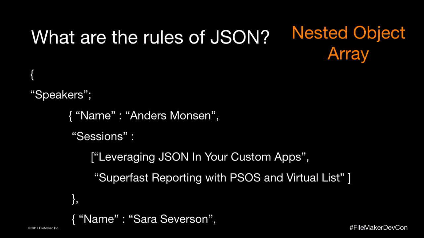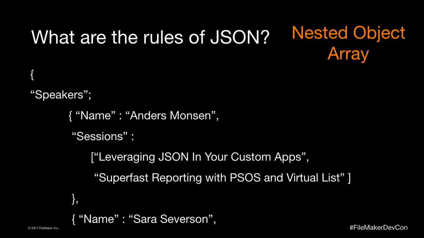Right? So I've got an object in here that has speakers as the key, and I have an object inside that value, and I have sessions in there as another key. So I've got name is the key, Anders Monsen, me is the value, sessions. The sessions is an array with 2 values in there. And then I have another name here, and Sarah, sorry, I left it in there.